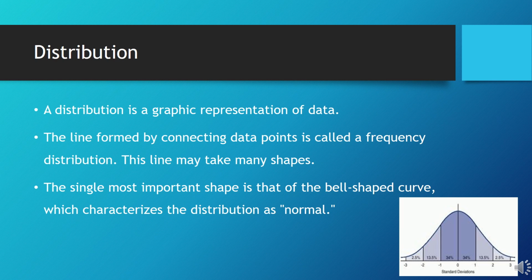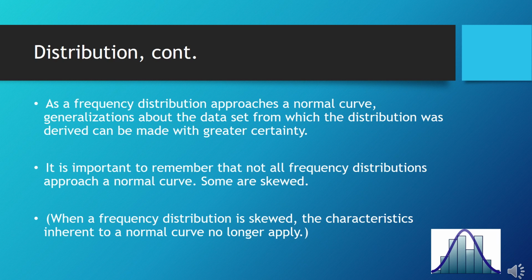The single most important shape is that of the bell-shaped curve, which characterizes the distribution as normal. The picture in the lower right-hand corner of this slide is considered a normal distribution curve. As a frequency distribution approaches a normal curve, generalizations about the data set from which the distribution was derived can be made with greater certainty.